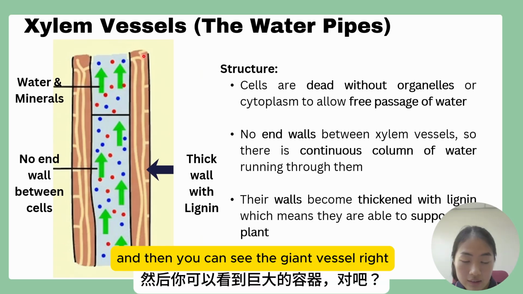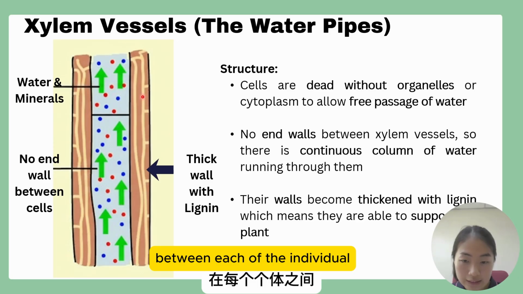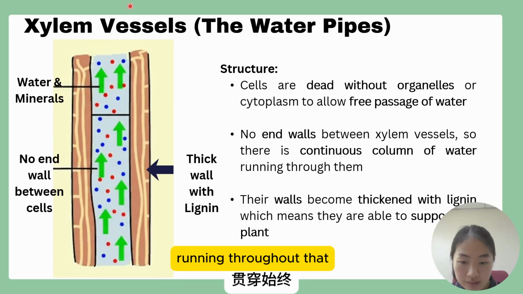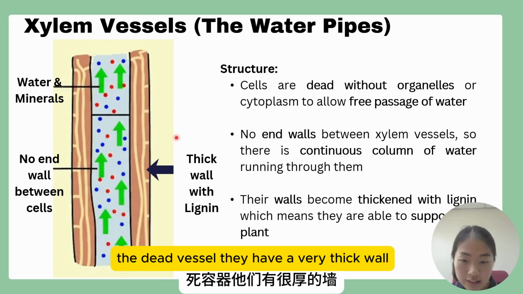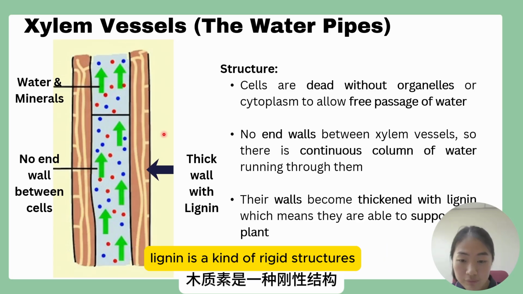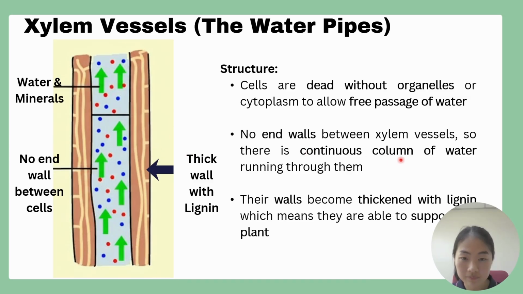And you can see the xylem vessels don't have end walls between each individual xylem vessel, so they are able to form a continuous column of water running throughout them. The xylem vessel has a very thick wall, which is thickened by lignin. Lignin is a rigid structure, so it can provide mechanical support to the plants.